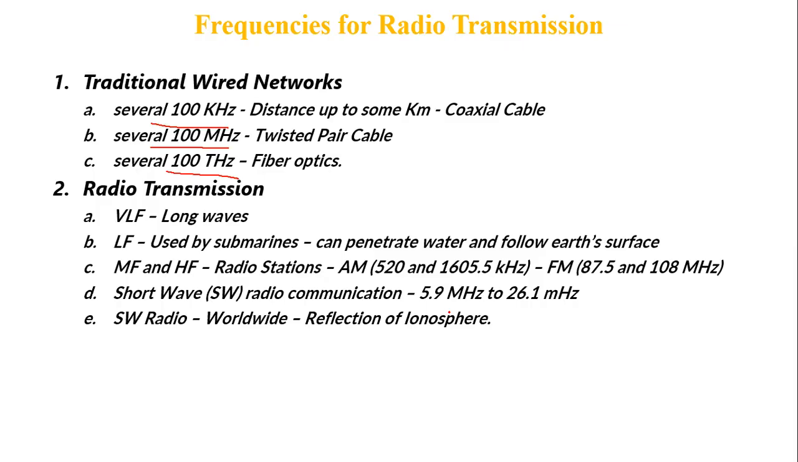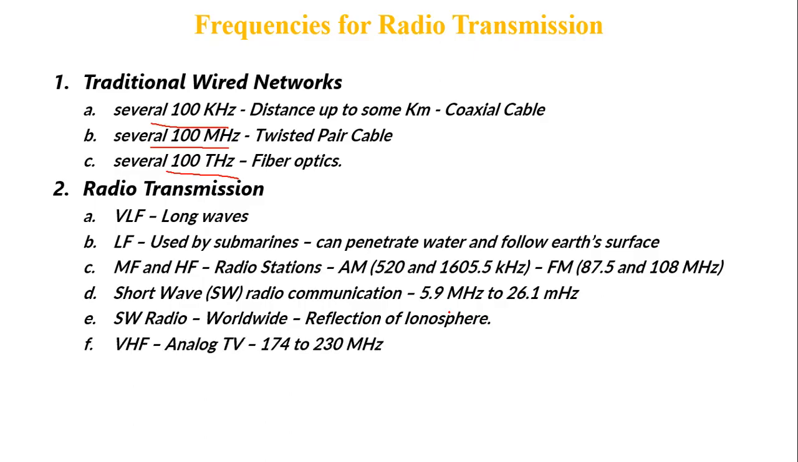This shortwave radio is used worldwide, and it works by reflecting through the ionosphere. These waves cannot pass through the ionosphere, so they reflect back and forth between the ionosphere and the Earth's surface, and by that they transmit over the world. So it means it can transmit throughout the globe.